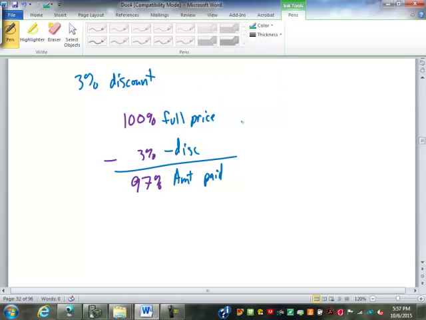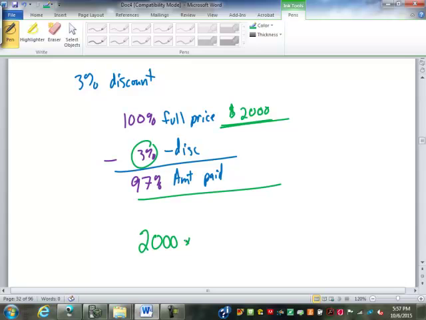So let's just say, for example, that the full price is $2,000. To find the amount that you have to pay, rather than finding 3% and having to subtract it, it's easier just to go right at the 97%. Because that's what would be left after you subtract the 3%. So that's going to be, what, $1,940? You'd get the same answer, yeah.